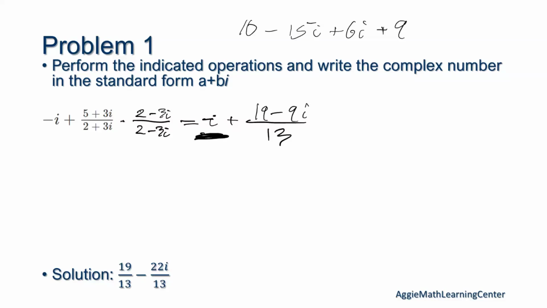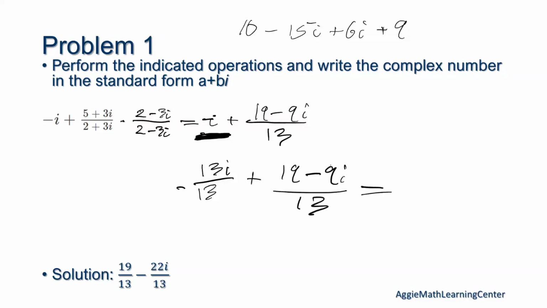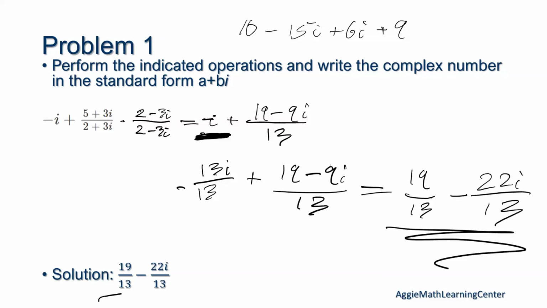And we do have this negative i out front, so we do need to bring that in. And the easiest way to do that would be to, in this case, multiply by 1, which we can define as just being 13 over 13, so that it has the same denominator as our piece on the right. With that, we've got negative 13i over 13 plus 19 minus 9i over 13. If we combine these, we will get 19 over 13 minus 22i over 13. And this is our solution right there.